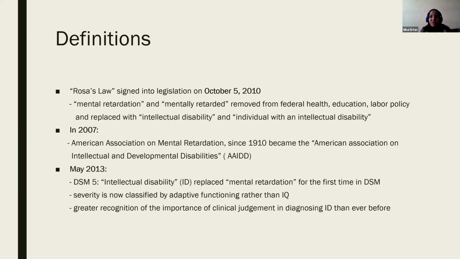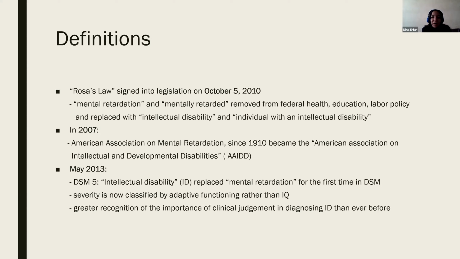So there's a delay in this person's cognitive abilities that does not match their age. In 2010, mental retardation was replaced with intellectual disability, or individual with an intellectual disability. In 2007, the American Association of Mental Retardation, which has been around since 1910, was renamed. It's now named the American Association on Intellectual and Developmental Disabilities.